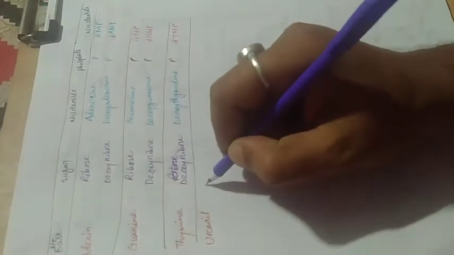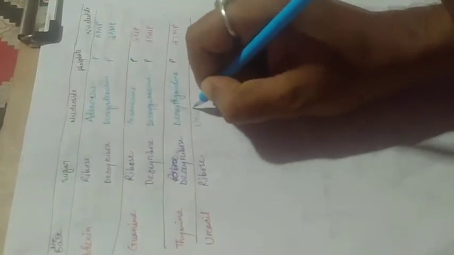Uracil is present only in RNA, so it binds with ribose sugar only. If the uracil gets attached with the ribose sugar, then it is called uridine. Okay. If the uridine gets attached with the phosphate group, then it is called uridine monophosphate, or UMP.